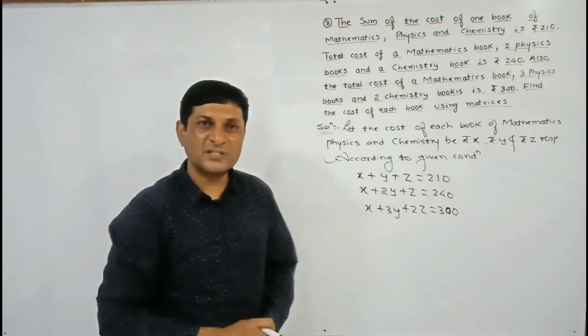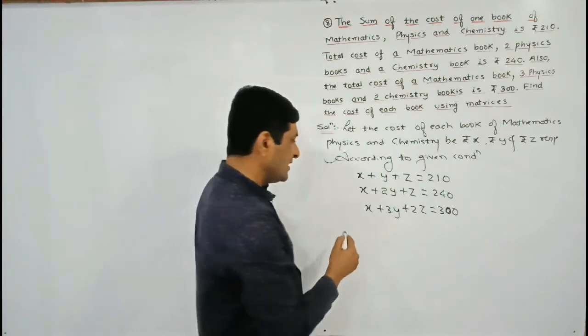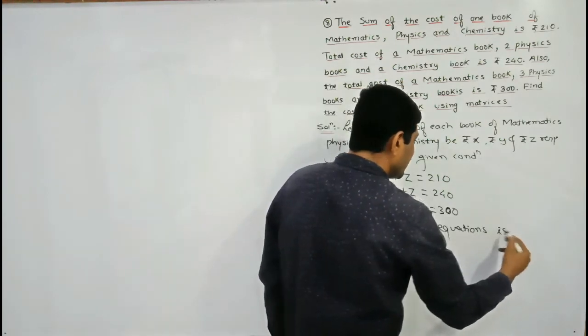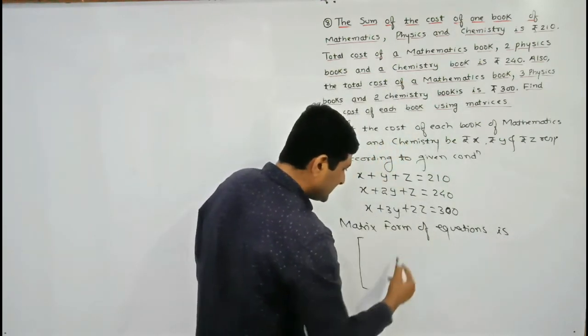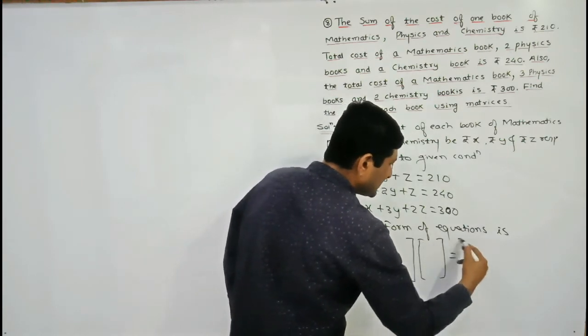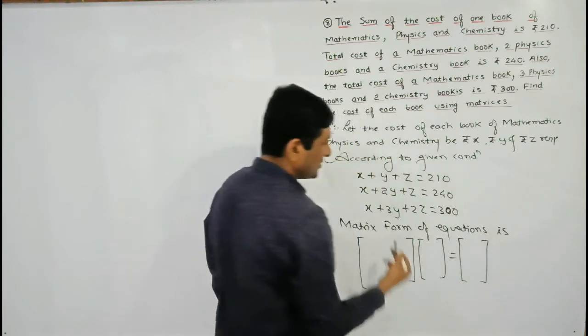Now we are solving this equation applying reduction method. So first write down matrix form of equation. We are writing these 3 equations in the matrix form. In the first matrix, we are collecting coefficients of x, y, z.